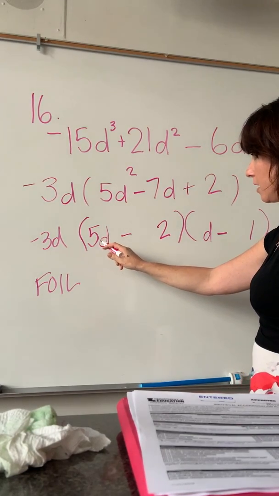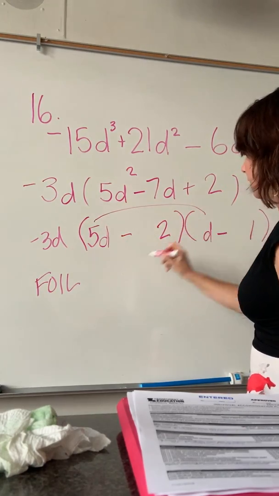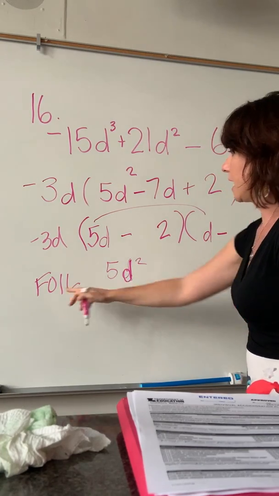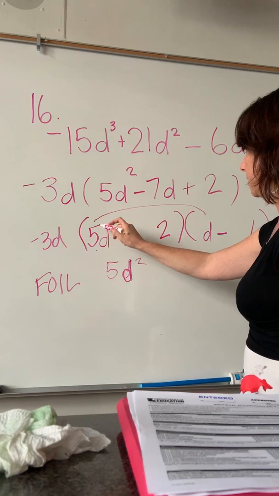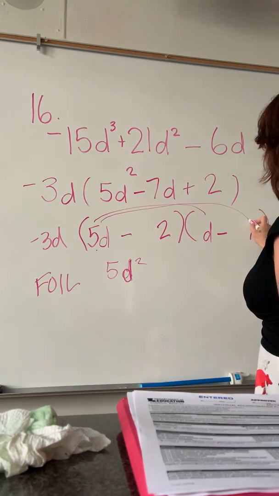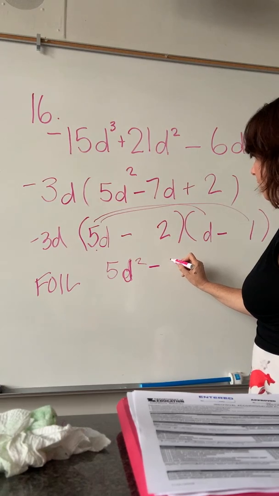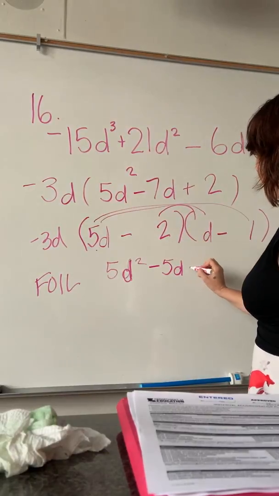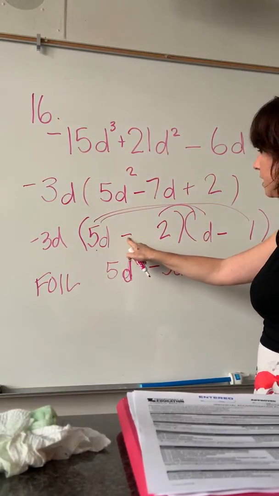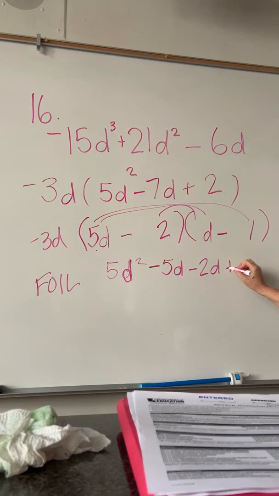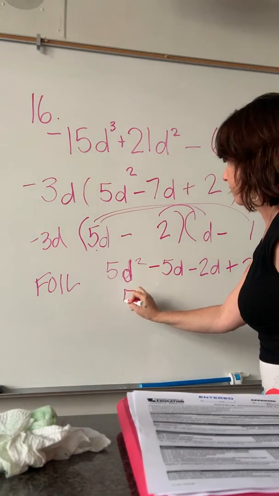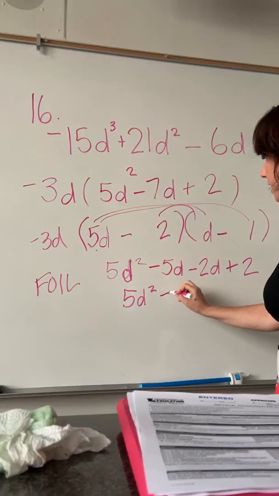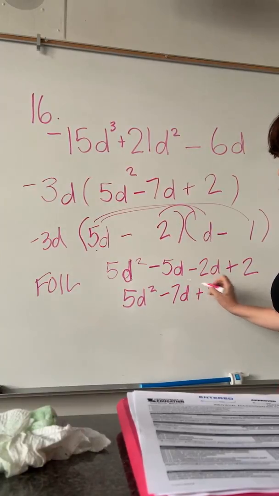So now we have the first ones are 5d and d, so that's 5d squared. All right, the outside ones are 5d and negative 1, which is going to be negative 5d. The inside ones are these, which is negative 2d. And then negative 2 and negative 1 equal positive 2. When I combine these, I get 5d squared again. Negative 5d minus negative 2d is negative 7d plus 2, because these combine.